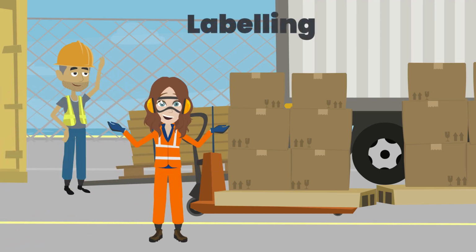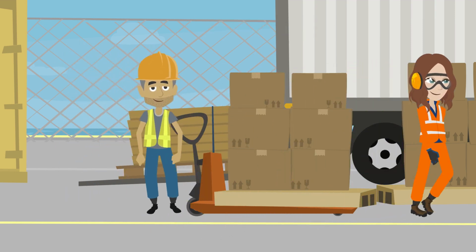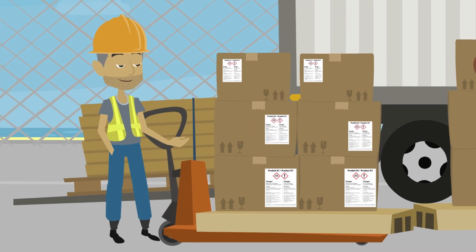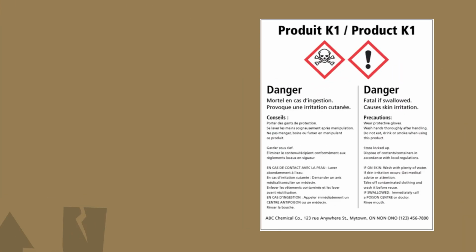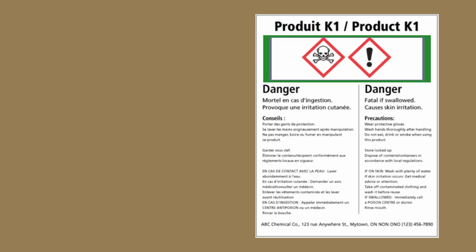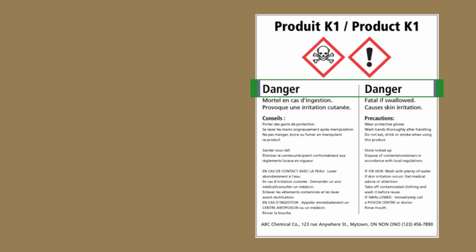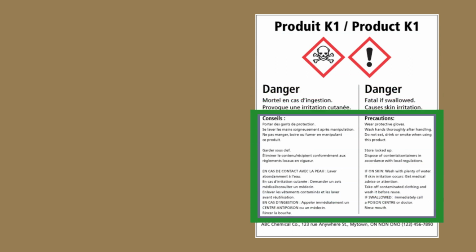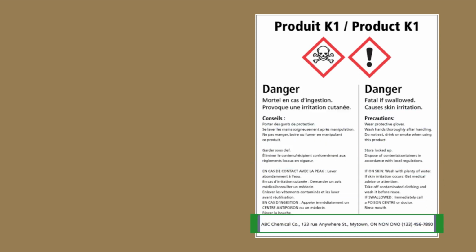Now let's talk about labeling. Every hazardous product entering the workplace must have a label from its supplier. A supplier label consists of 6 parts: product name, pictograms, signal word, indicating the seriousness of the hazard, hazard statements, precautionary statements, which tell you how to handle and store the product, what personal protective equipment to wear, first aid and what to do in an emergency, and supplier information, such as name, address, and telephone number.